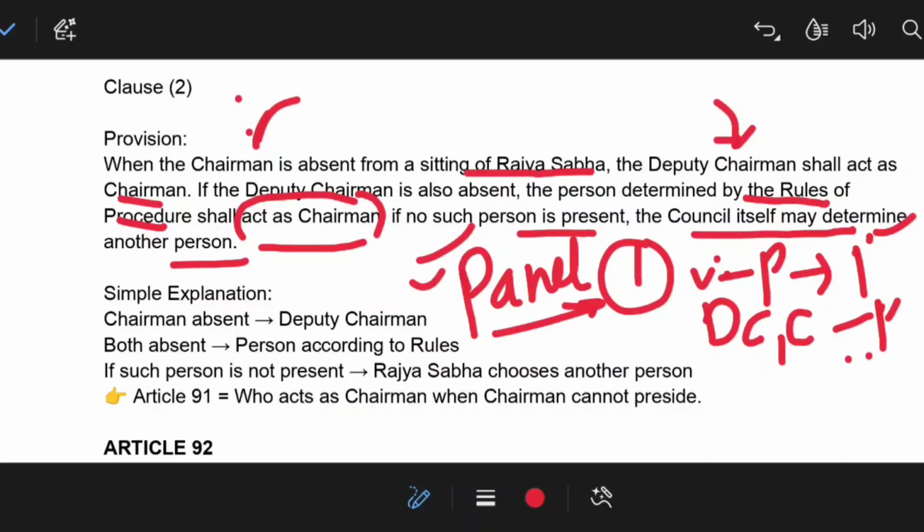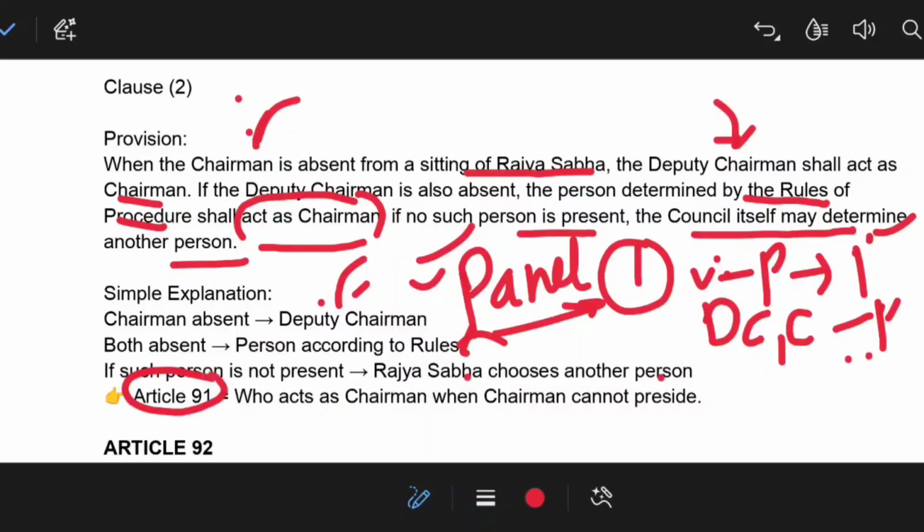So both cases are different. Article 91 clause 1 and clause 2 talk about the vacation of the office of the chairman of the Rajya Sabha, and these provisions provide a solution as well. If the chairman is absent, then the deputy chairman will perform. If both are absent, then a person according to the rules. And if such a person is not present, then the Rajya Sabha will choose another person.